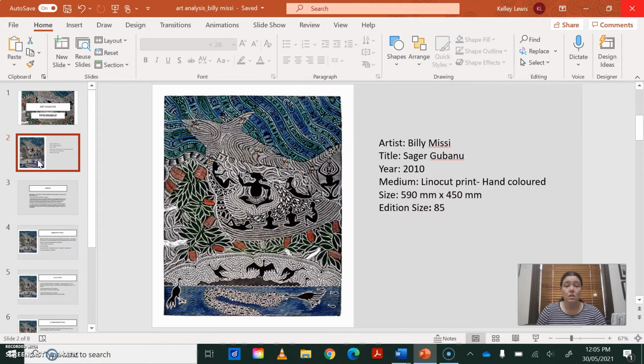As we can see, these are all the artwork details here. So we've got the artist, the title of the artwork, the year it was created, the media, which is a lino print and it's been hand coloured, the size and the edition.